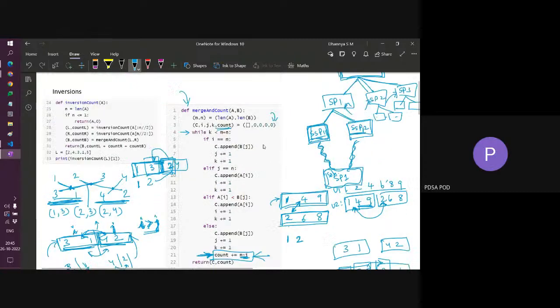Ma'am, this thing: if i equals m, which means I have come to the last element of this list A, and then I'm appending b[j] as it is. Right, because both the lists are sorted in themselves, and b[j] has only all the big elements. And the same for j equals n. The next one I'm not clear about. Could you please give an example for this part, j equals n?